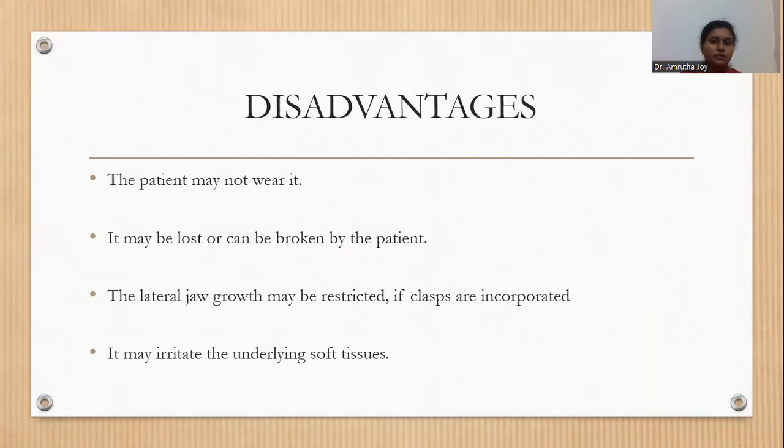Coming to disadvantages of removable type of space maintainer, the patient may not wear it. The patient compliance is very important. Why? Because we cannot make sure whether the patient is wearing it or not, and it may be lost or can be broken by the patient. Then lateral jaw growth may be restricted if the clasp is incorporated, and it may irritate the underlying soft tissue.